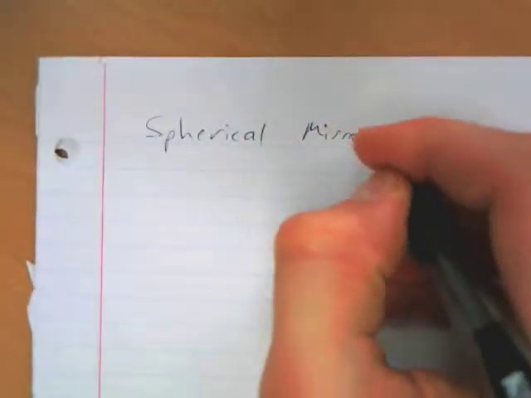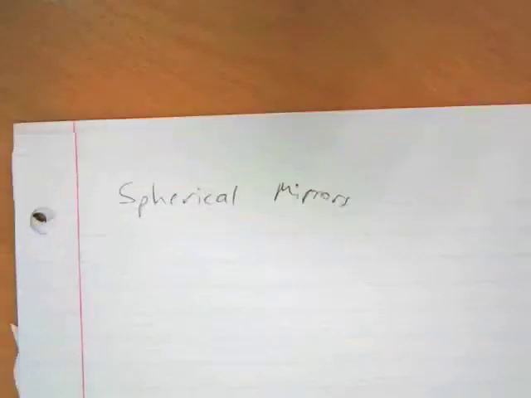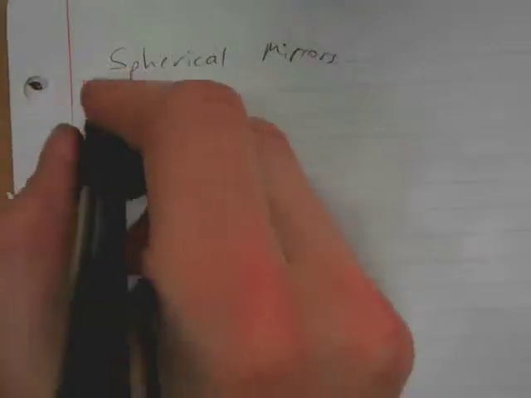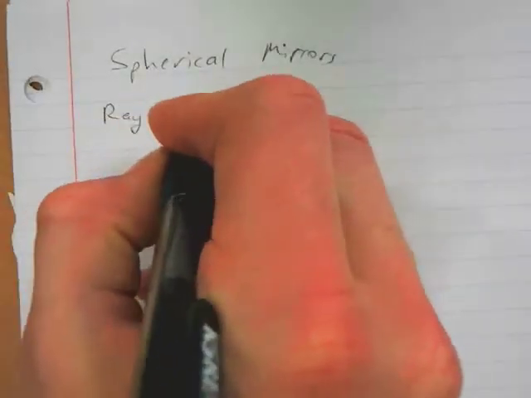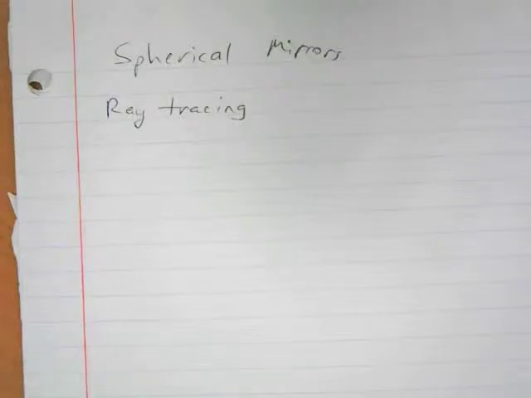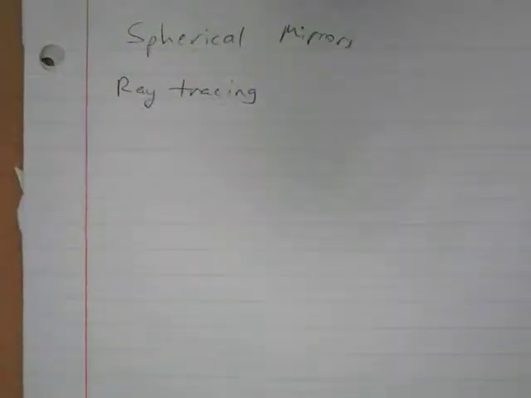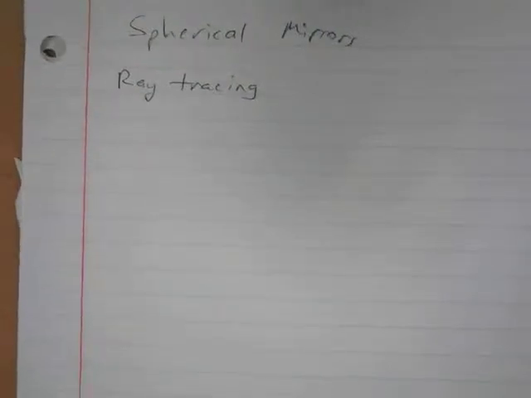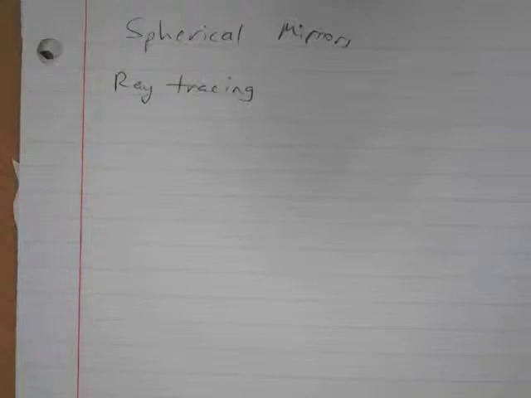There are a couple different ways we can figure out where images form when we're dealing with spherical mirrors. The first method that we're going to look at is a geometric method called ray tracing. This is going to be a qualitative way we can figure out where the image is, and it's going to be approximate, because we're just drawing lines and whatnot. So we won't be making exact measurements. We'll just be drawing lines and making a good guess about where something is.